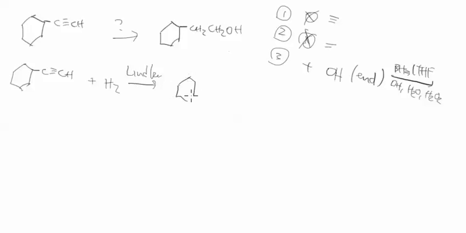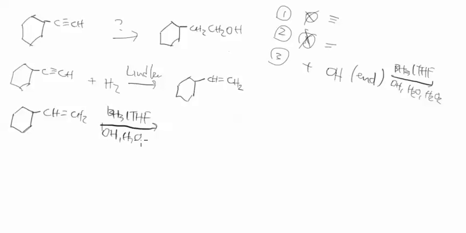So that way I'll end up with a 6-membered ring, and instead of a triple bond, now we've got a double bond, and hydrogen has gone onto each carbon. So a hydrogen has gone onto the left one, and a hydrogen has gone onto the right one. So H2 and Lindlar gave me an alkene. Okay, now I can take that alkene and react it with my whole slew of BH3THF, OH, H2O, and H2O2, and that puts an alcohol group onto a double bond.